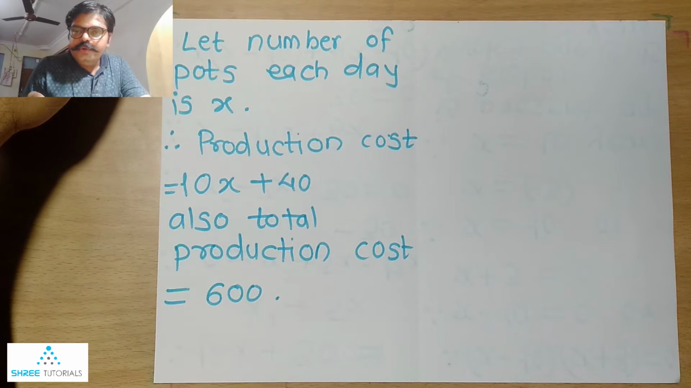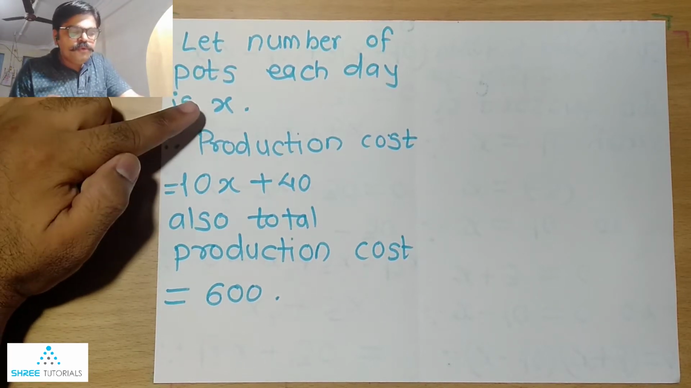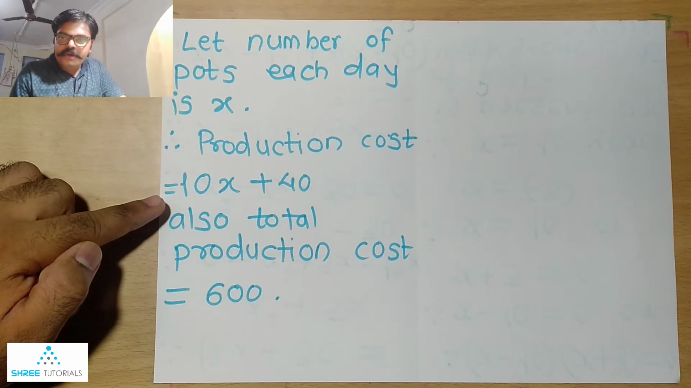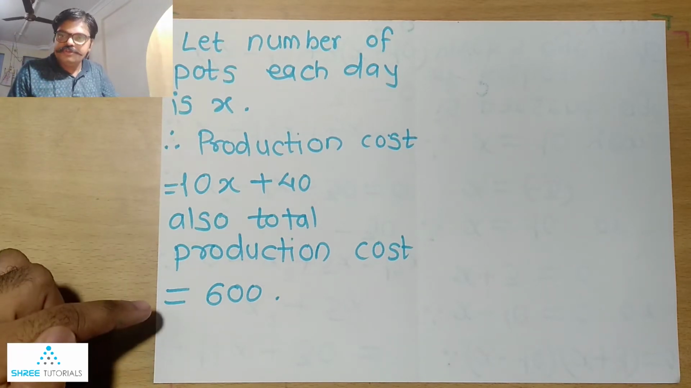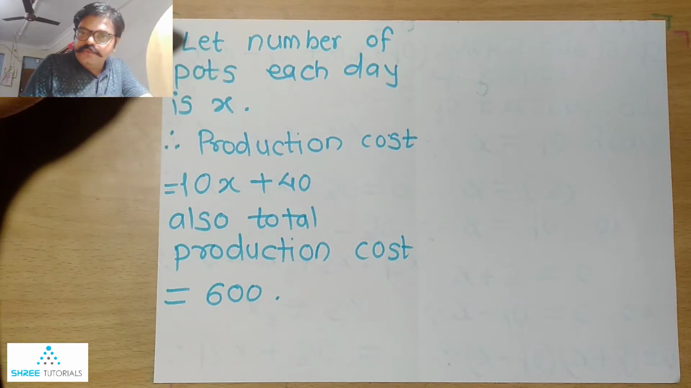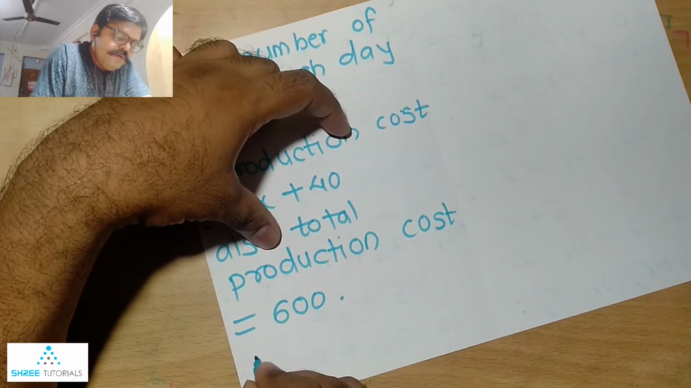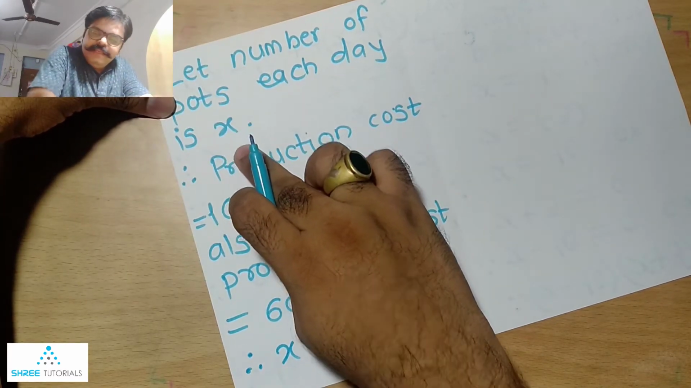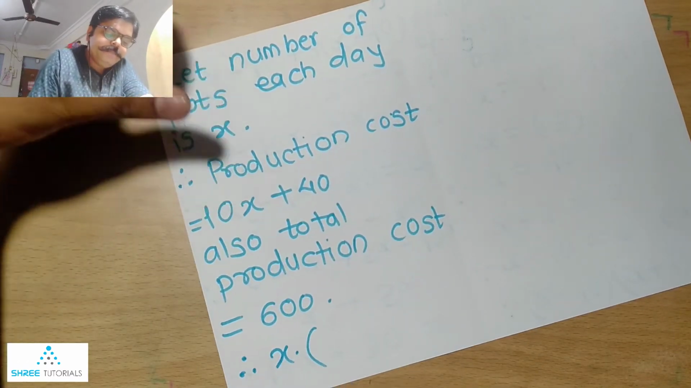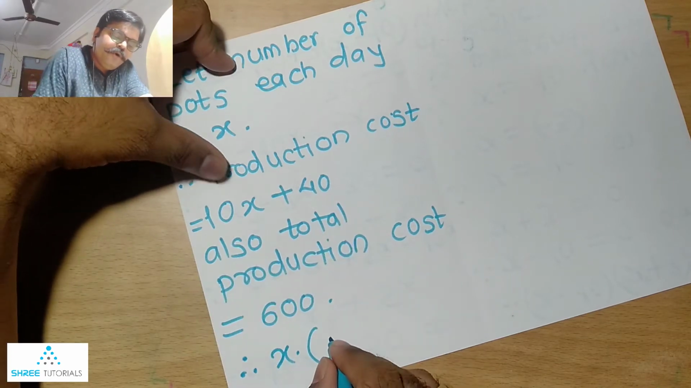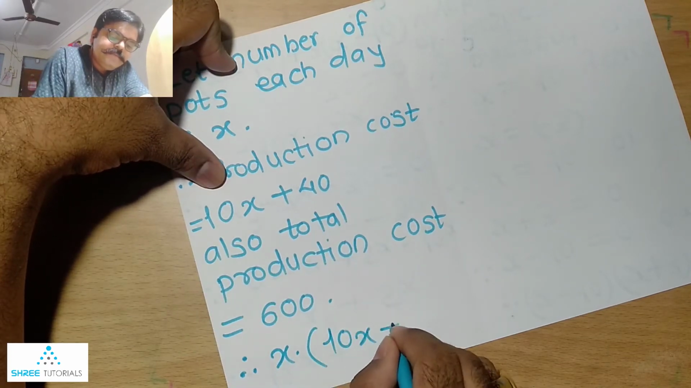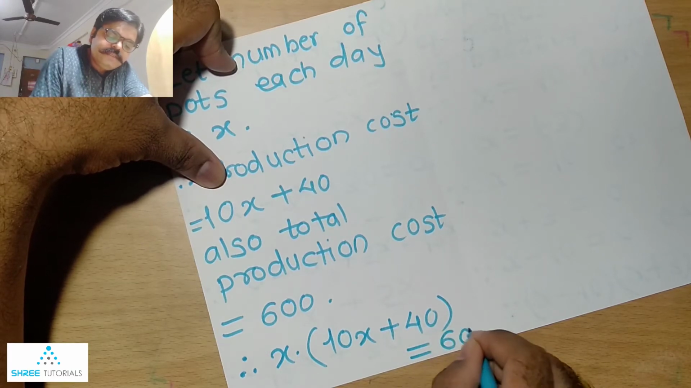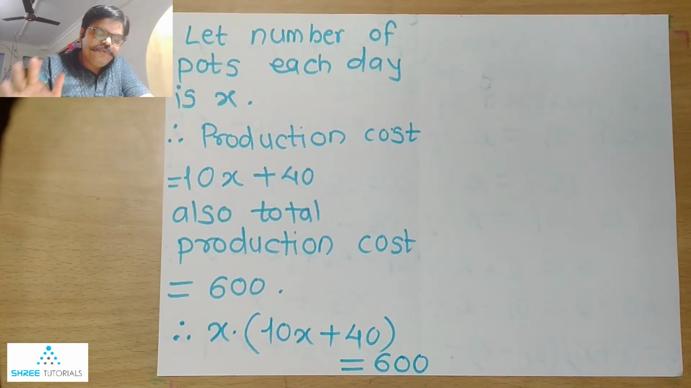How exactly are we going to utilize it? The total number of pots made in one day multiplied by the production cost of every pot is going to give us the total production cost, that means 600. So that is what we are going to put in here. Therefore, what we can have is pots made in each day multiplied by the production cost of every pot. That means x times 10x plus 40 will be equal to 600. So this is what we have got so far.